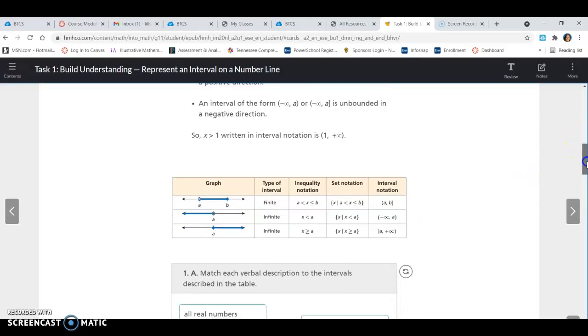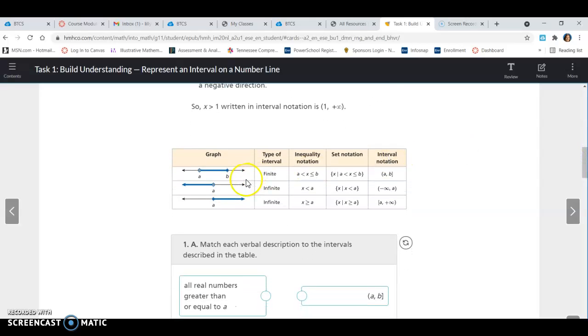An interval of the form (negative infinity, a) or (negative infinity, a] is unbounded in the negative direction. So again, a in this case is not included in the interval. The bracket means a is included in the interval here, but both are unbounded in the negative direction because of the negative infinity. So x greater than 1 written in interval notation is (1, positive infinity).